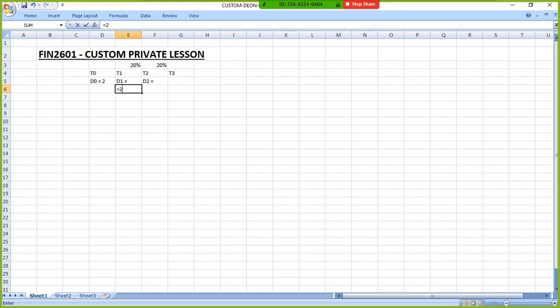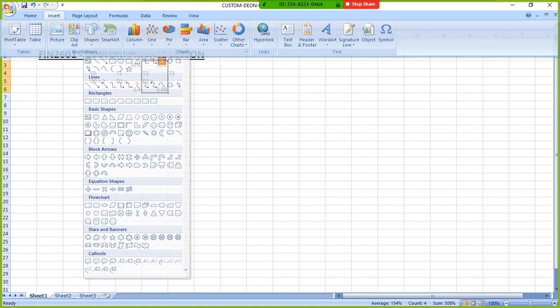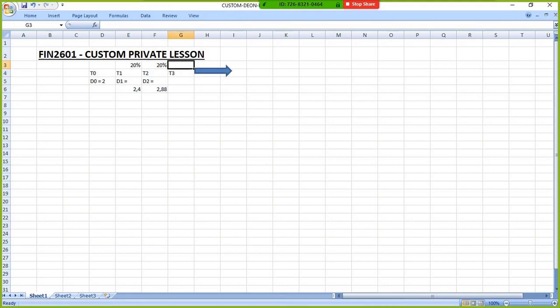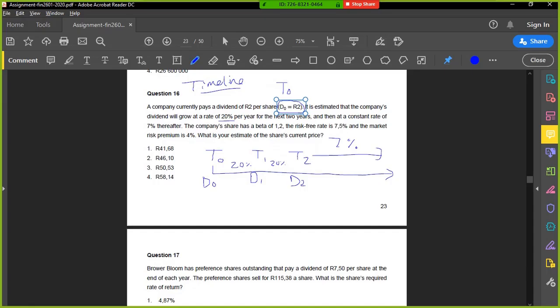Okay, so you had the right answers there in terms of 2 times 1.2, adding 20% to div 0 to get div 1, and then doing the same thing here, adding 20% to get those answers. So those are the dividends that you've got. Okay, you still need the last dividend, and that last dividend is going to grow constantly at 7%. So if you read the question, they said, estimated that the company's dividend will grow at a rate of 20% for the next 2 years. So for year 1, 20%. For year 2, 20%. And then constant dividends, 7%.